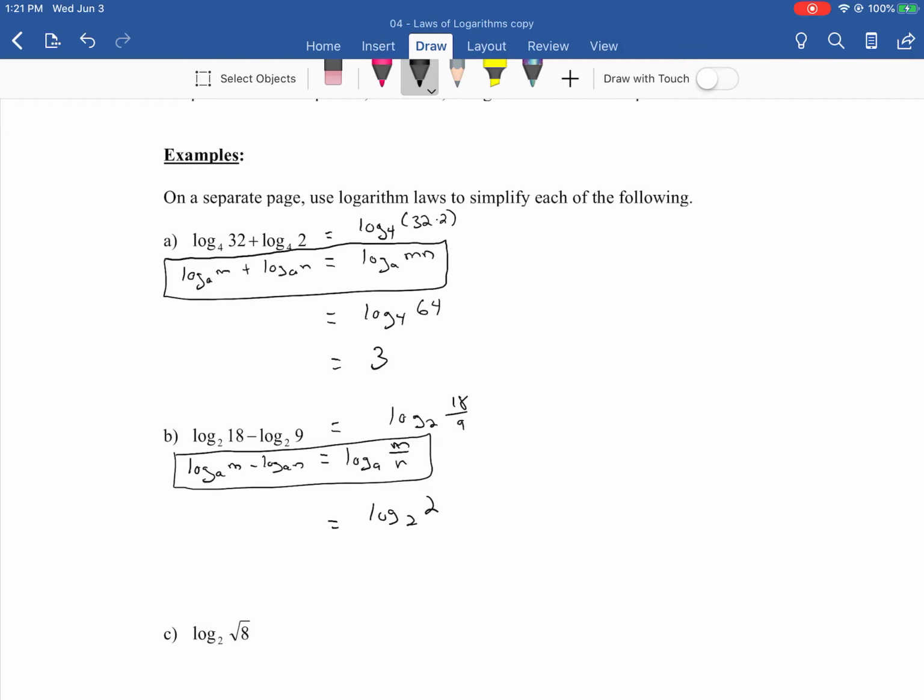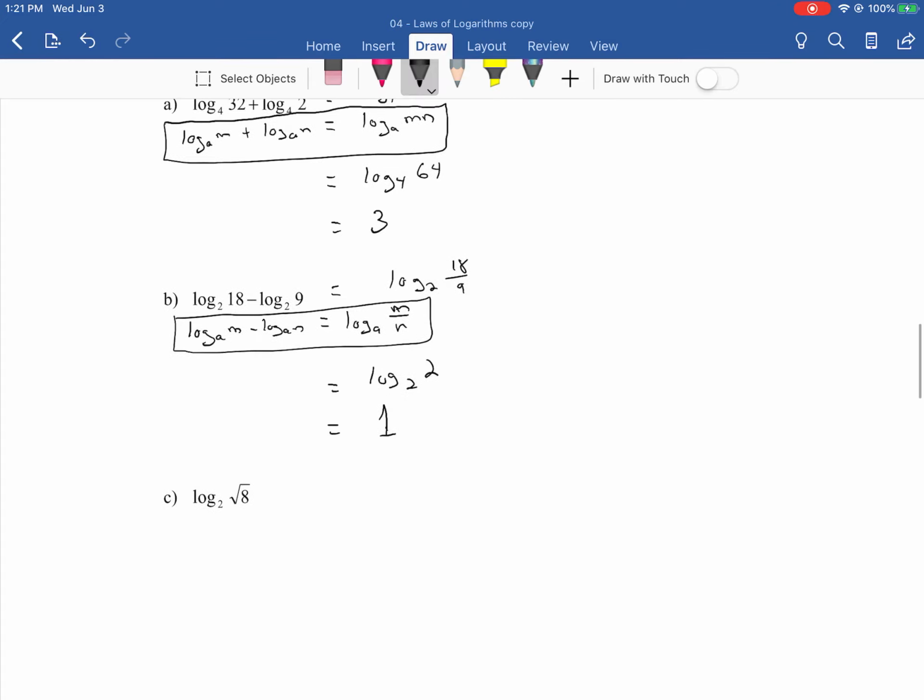I set this up on purpose. This is a very, very easy log, and it's so easy that it makes it difficult. You need the exponent you put on 2 to get the number 2. What exponent do you put on 2 to get 2? Well, that's the number 1. So that can be a challenging question. So I've demonstrated log law 1, I've demonstrated log law 2, and now log law 3.